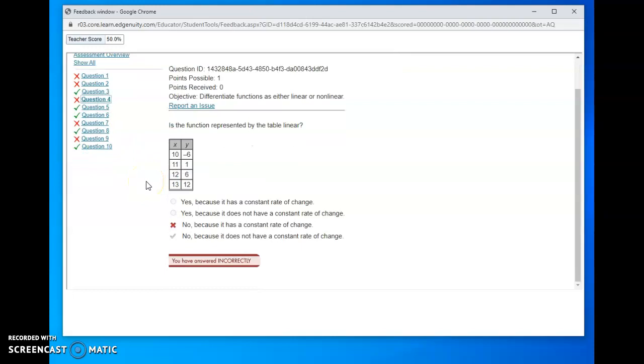Is the function represented by the table linear? So kind of the same thing. We're going to look at if it's constant. 10, 11, 12, 13. Yep, that looks good. It's going up by 1 each time. Negative 6 to positive 1. That means it went up 7. And then from 1 to 6, it only went up 5. So it's not going to be linear because it does not have a constant rate of change.